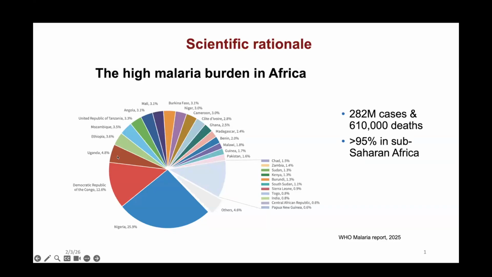And if you look at my country, Uganda, we happen to be one of the 5 countries really facing the scourge of malaria. Therefore, for us, it's a very big concern, as it is for many other countries in sub-Saharan Africa.